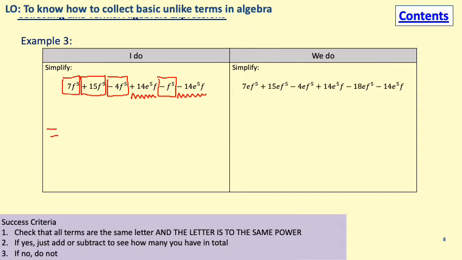But first of all, we've got 7f to the 5 plus the 15. So these two here are going to become 22f to the 5. Then we're going to subtract 4. And we're going to subtract another 1. So just with our f's to the 5, we have 22f to the 5 minus 4, so we get 18. We're going to subtract another 1, so we're going to get 17f to the 5.